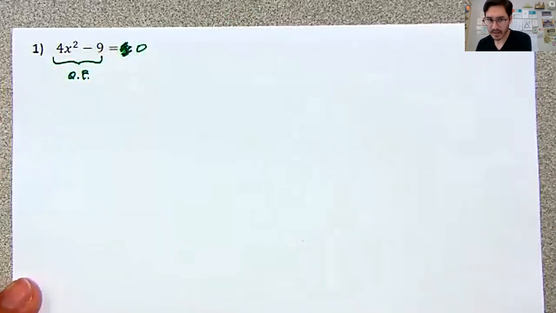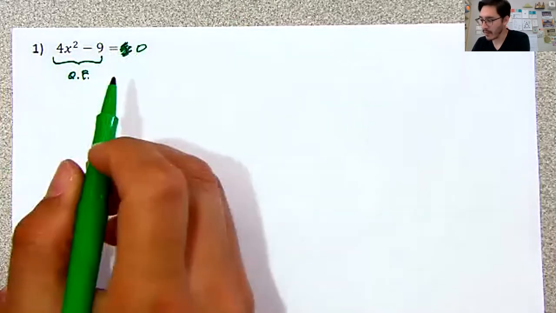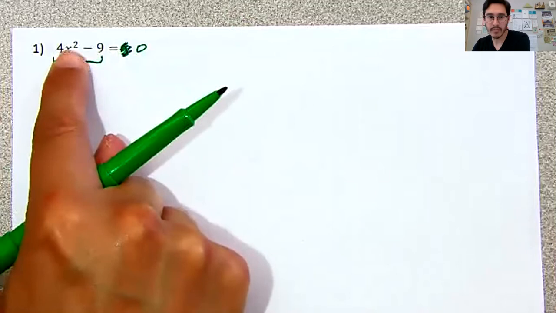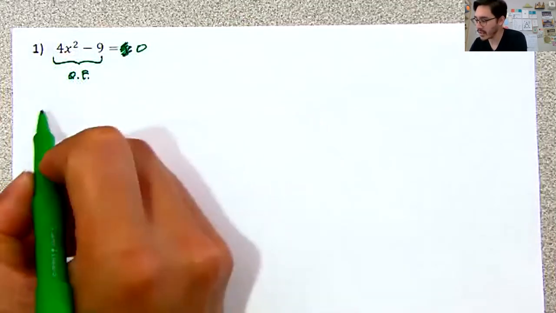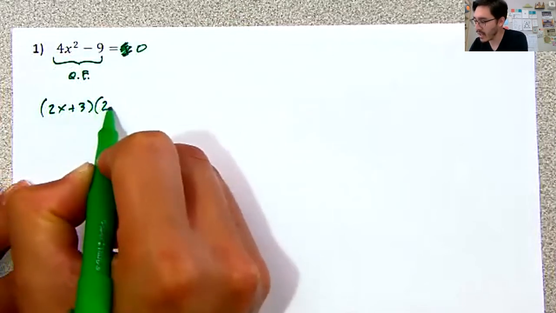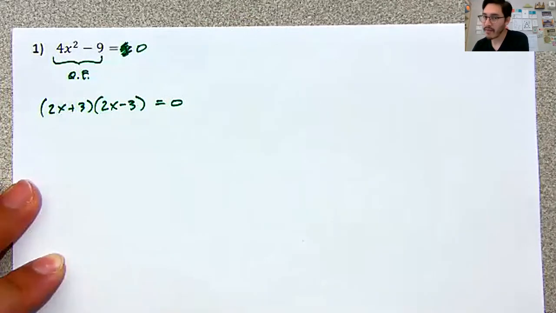I'm just going to do it mentally, but you can work it out using the area model, whatever technique you want. But I see that this is a difference of 2 squares, right? 4 is a perfect square, x squared is a perfect square, 9 is a perfect square. So I recognize that this is going to be 2x plus 3 and 2x minus 3, right? That's the factorization of that quadratic.